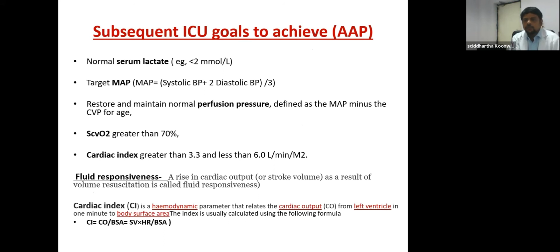Now, subsequent ICU goals that have to be achieved include serum lactate should be normal, less than 2 millimole per liter. Target mean arterial pressure should be achieved. We have to restore and maintain normal perfusion pressure, which is defined as mean arterial pressure minus the central venous pressure for that age. Central venous oxygen saturation should be greater than 70%. And the cardiac index, which is equal to cardiac output divided by body surface area, should be greater than 3.3 and less than 6 liters per minute per meter square.